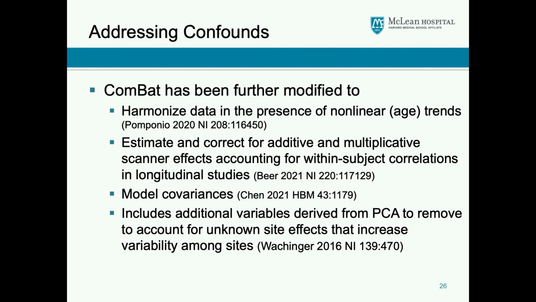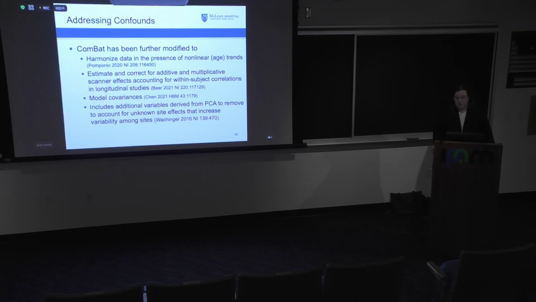It's been used to estimate and correct for additive and multiplicative scanner effects, accounting for within-subject correlations in longitudinal studies, where each person has multiple imaging time points. It's also been used to model covariances. This method here by Chen is called CovBat, or correcting covariance batch effects. It removes site effects in mean, variance, and covariance. And they showed that machine learning methods are unable to distinguish scanner manufacturer, in other words, which scanner the data set came from, while retaining accurate prediction of disease group after their harmonization method was applied.